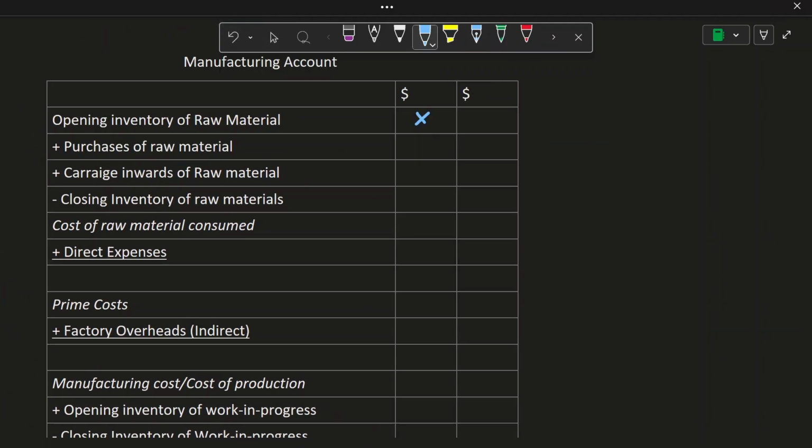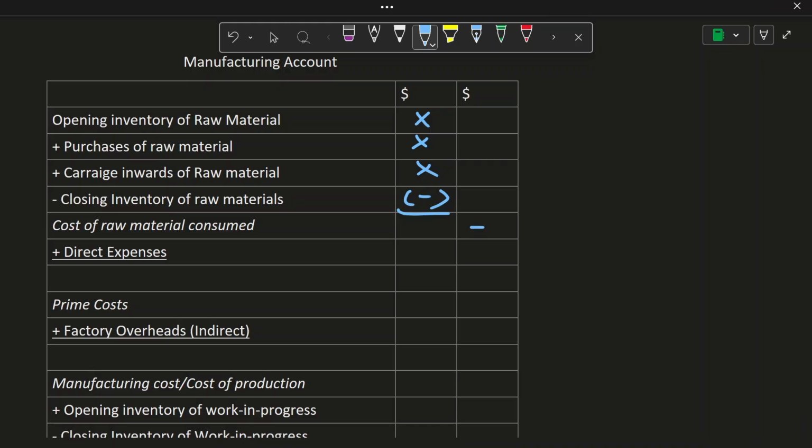Okay, first off, you have the opening inventory of raw material. This is basically any raw material inventory you already have in your possession. And then purchases of raw material. ठीक है, इसमें basically any new raw material you've bought in, you're going to record that. Then carriage inwards of raw material. And then closing inventory of raw material, any inventory left at the end of the year, इस सब का टोटल करके आपने कॉस्ट ऑफ रॉ मटेरियल कंज्यूम निकाल लेना है.